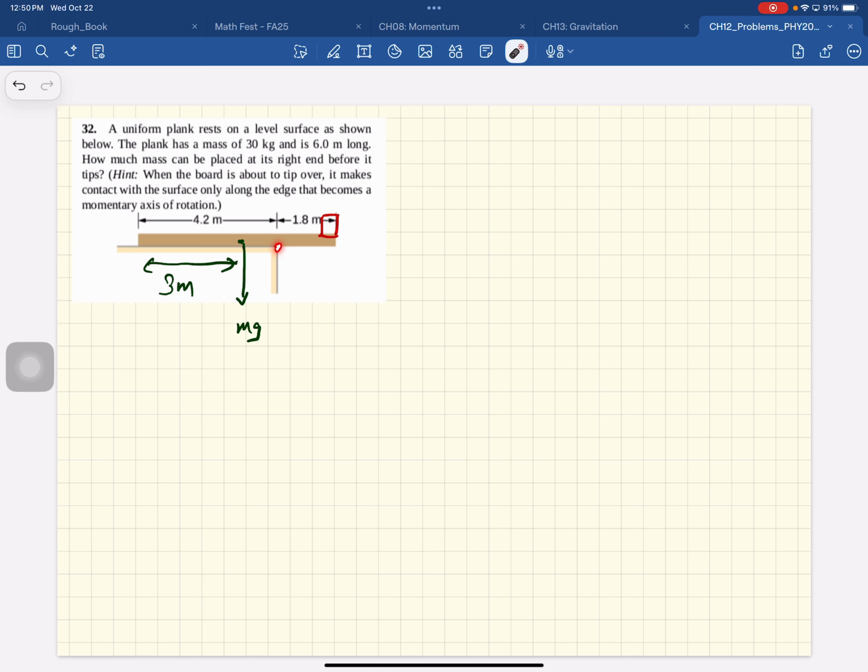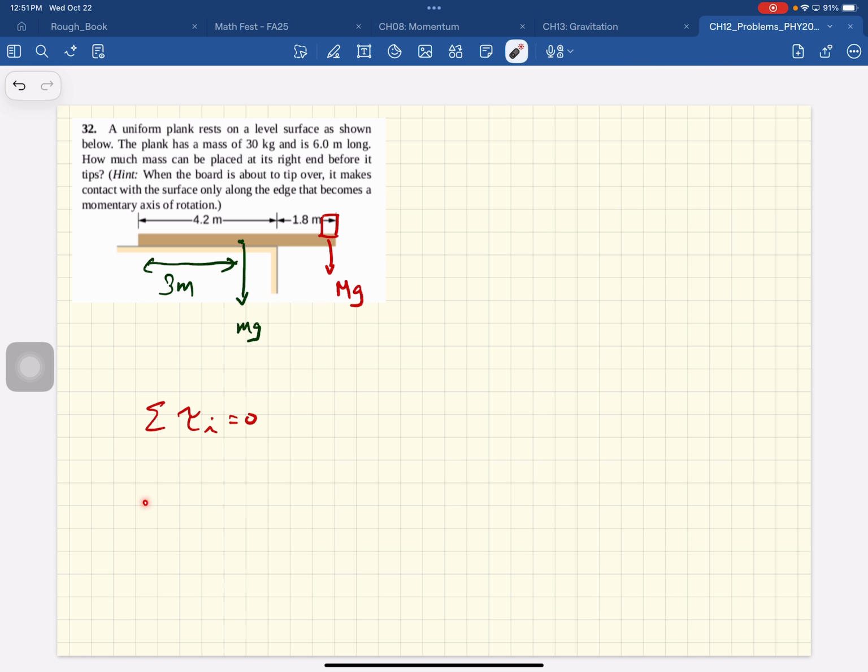We'll take that as a pivot point. This weight is trying, about this pivot point, to rotate the plank clockwise, and the weight of the plank itself is counterbalancing it, trying to rotate it counterclockwise. So here we're just going to do sum of the torques equal to 0. There's a third force that I didn't draw, equal to the weight of the plank, that's balancing these two forces as it's getting ready to tip.